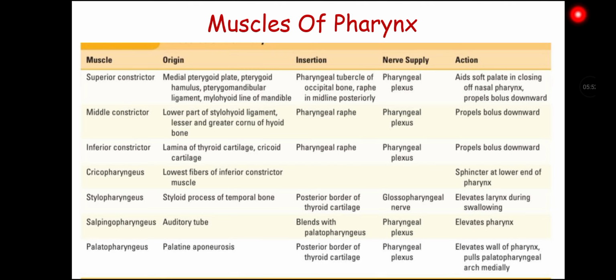Next muscle is salpingopharyngeus muscle. It starts from auditory tube and ends by blending with palatopharyngeus muscle. It is supplied by pharyngeal plexus and it elevates pharynx. Next muscle is palatopharyngeus muscle that originates from palatine aponeurosis and inserts into the posterior border of thyroid cartilage. It is supplied by pharyngeal plexus and its action is to elevate wall of pharynx and pull palatopharyngeal arch medially.